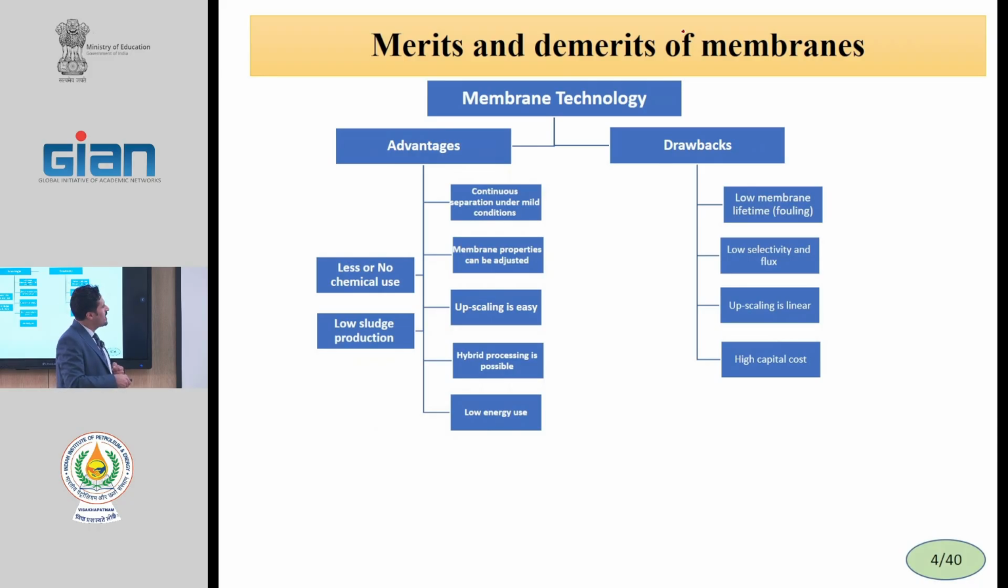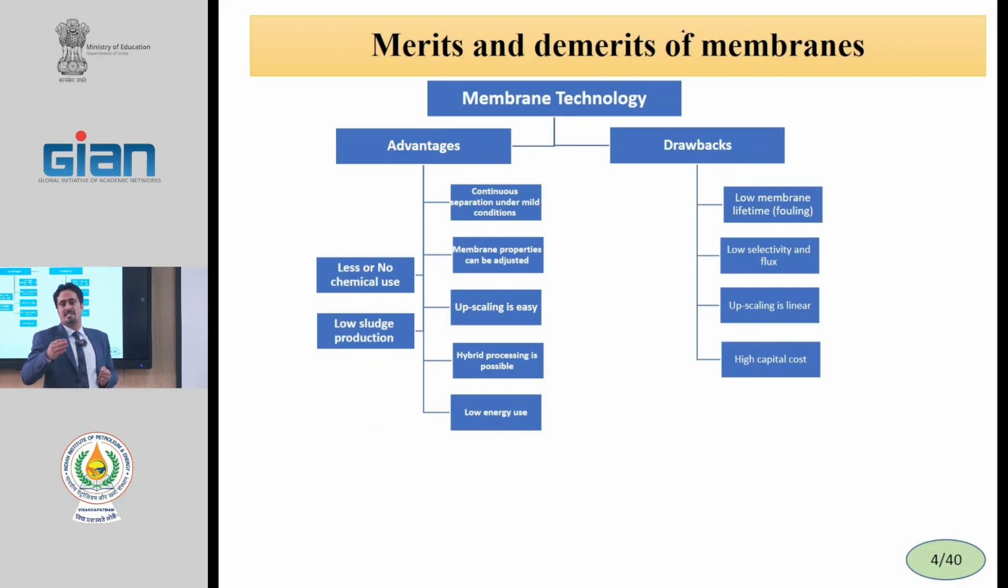And another problem is the high capital cost. We say that the energy consumption of membrane is low, but first capital cost is high because membrane is high technology. But during 20 years, the price of membrane is reduced.